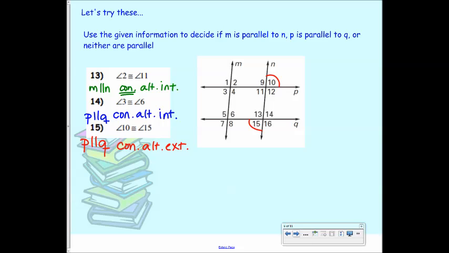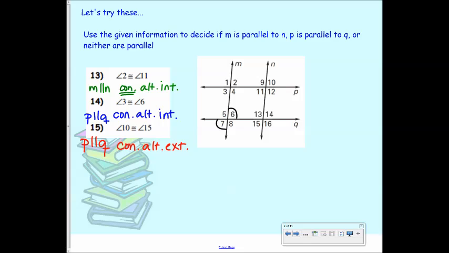All right, what if I gave you this? Could you prove anything there? No, why not? There's not enough information. Is one of them on P? Is one of them on N? No, so you don't have anything that's going to be able to prove M is parallel to N or P is parallel to Q because they're on the same set. So you need them to be in different sets, okay?